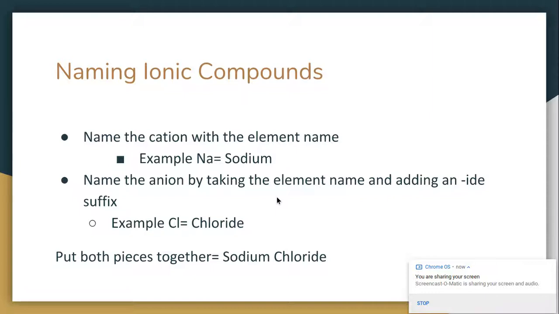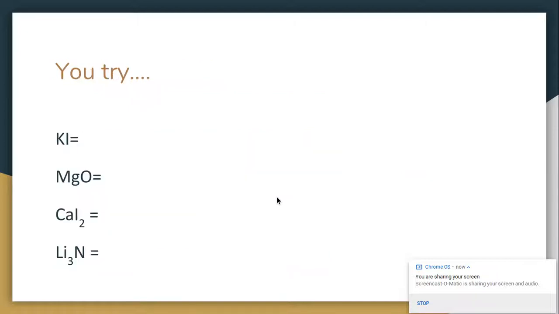The first thing you do is the cation, the first part of the compound, you use just the regular old element name. So for example, Na is sodium. And then what you do with the anion is that you take that element name, you cut off the ending, and you add the IDE suffix. So chlorine would become chloride. And then you just put those two pieces together. And so in this case, it's sodium chloride.